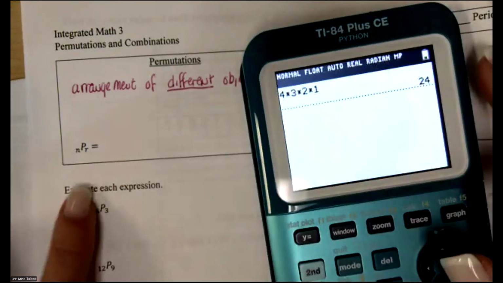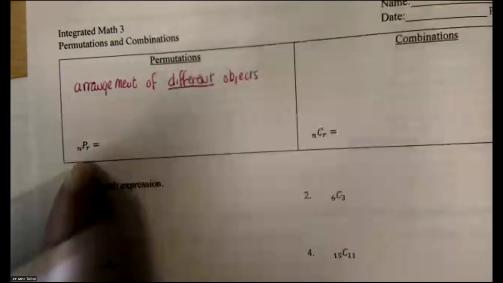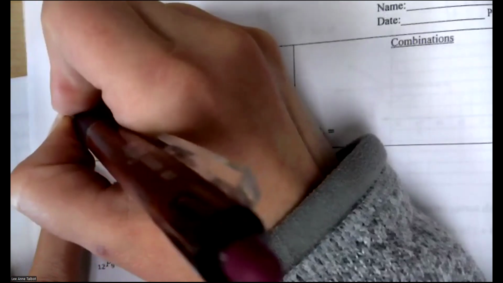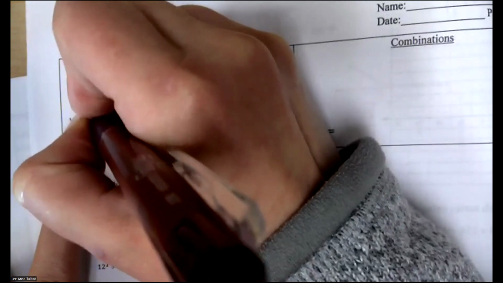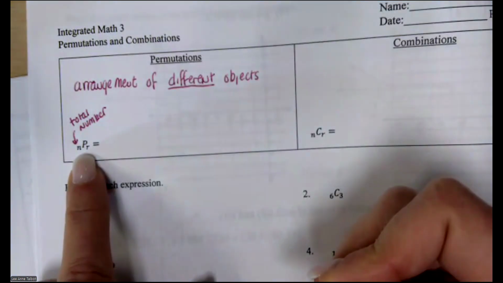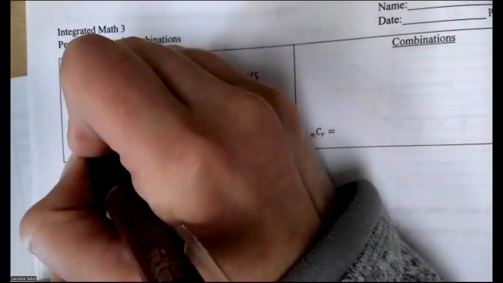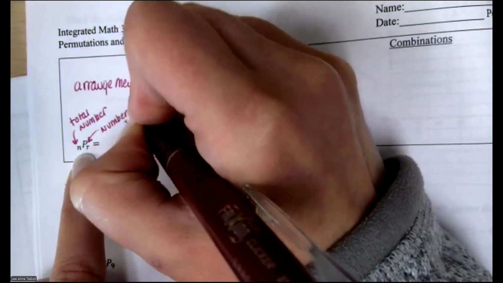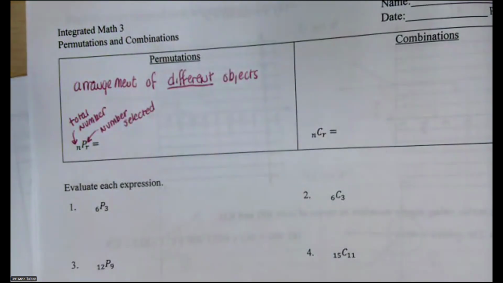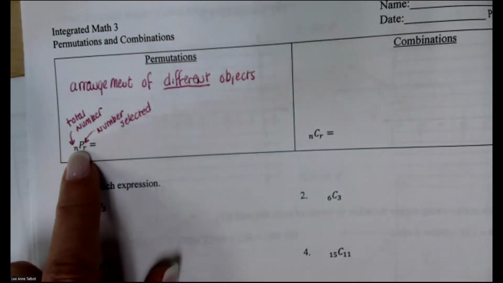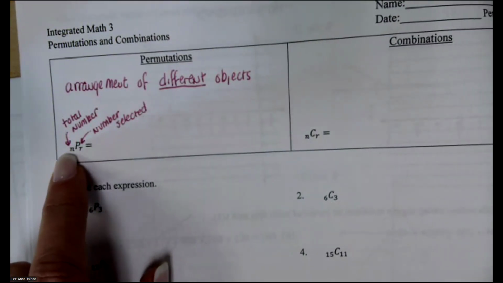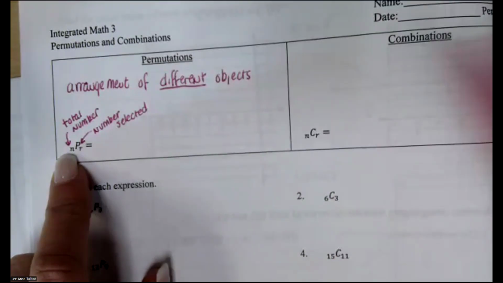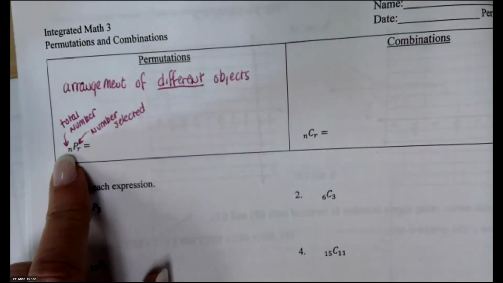We call this a permutation, and you can calculate a permutation with this notation. The little n means the total number of objects, and the little r means the number selected. In the example I just did with the pens, the total number of objects I had was 4, and the number that I selected was 4. So that was 4 permutation 4.